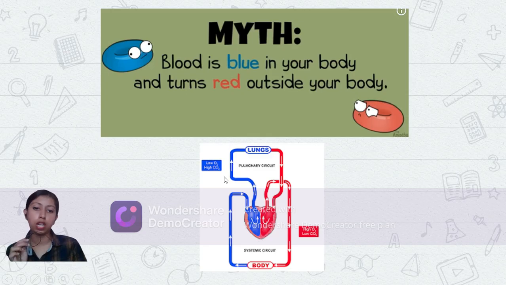However, this blue coloration and red coloration is just to indicate that the blue coloration shows deoxygenated blood, or blood that is carrying carbon dioxide, and the red coloration is only to represent that the blood is carrying oxygen, or it is oxygenated blood. So you should never have this misconception that the color of the blood might be blue or red. It is only red.